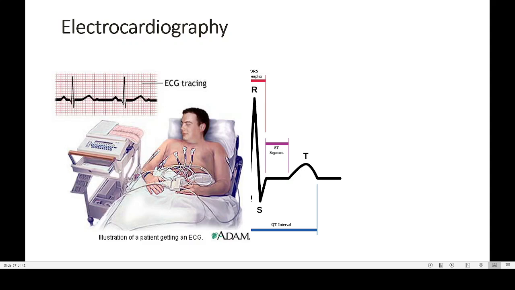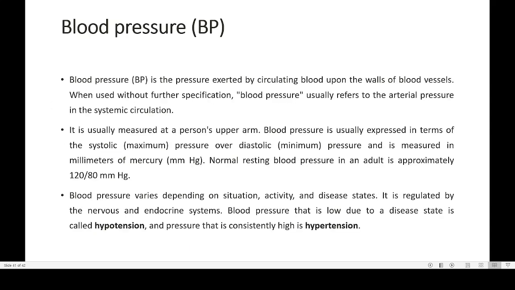Now, the next one is blood pressure. It's the pressure exerted by the circulating blood on the wall of the blood vessel. Usually, without further specification, blood pressure refers to arterial blood pressure. There are arteries and there are veins also. So normally when we say blood pressure, we mean the pressure within our arteries.